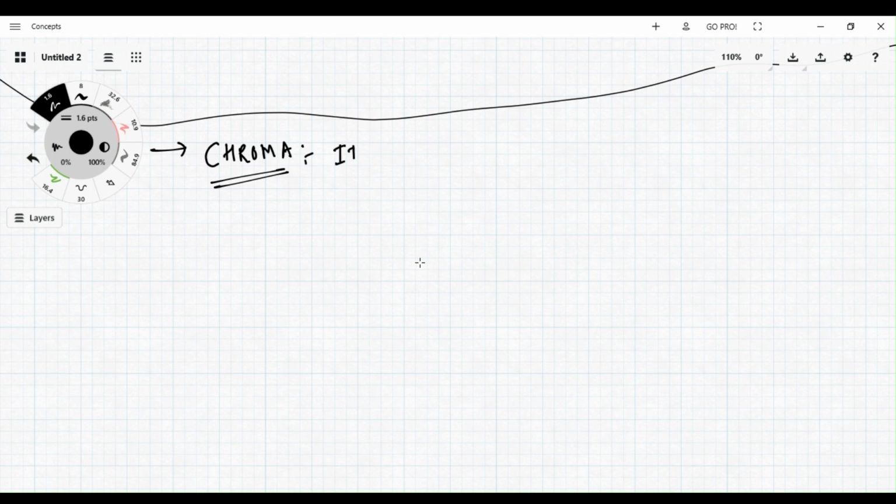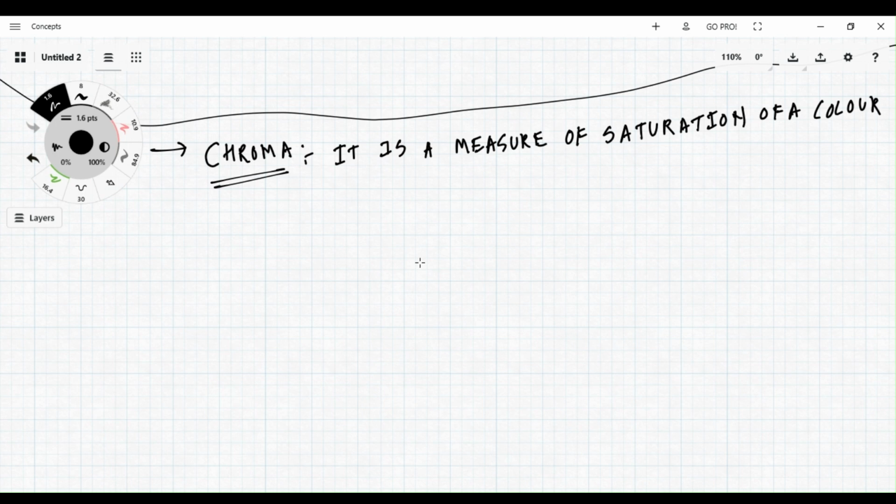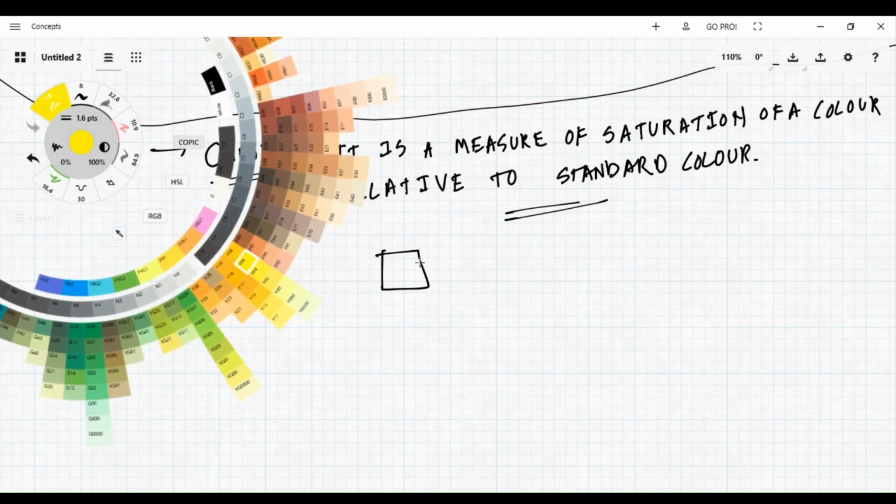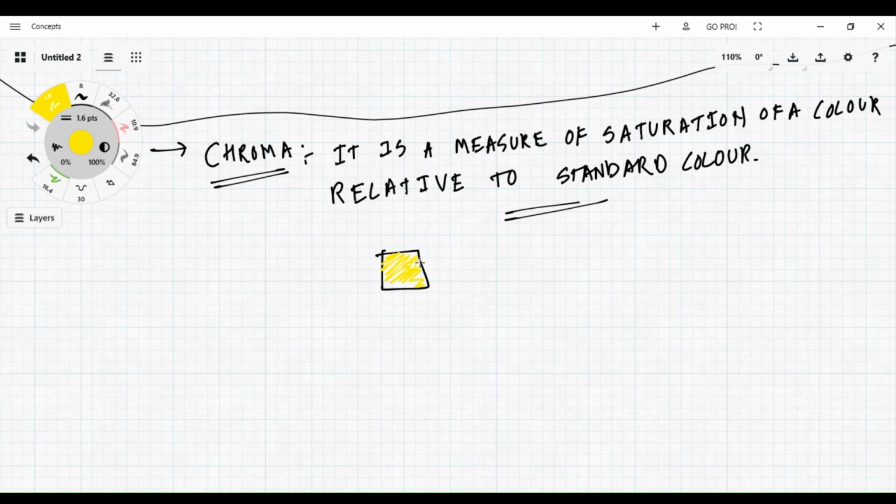It is a measure, something like a ratio. It is measuring the saturation of a color, relative to the standard color. Saturation of color relative to the standard color. That means suppose I have one color.